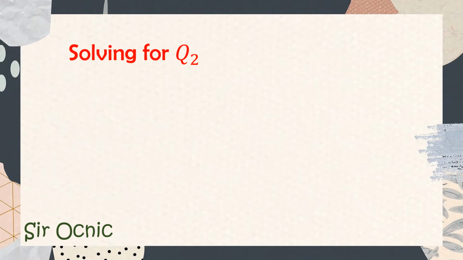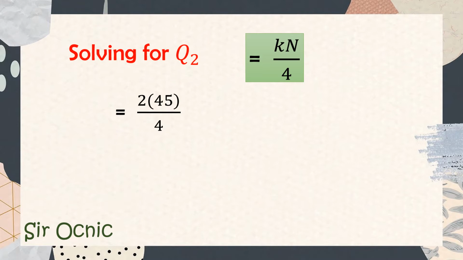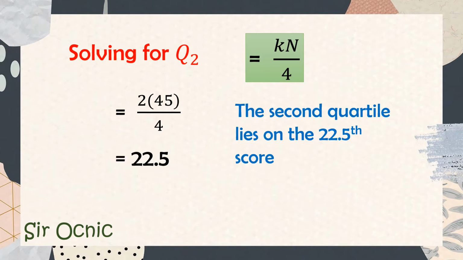Solving for the second quartile, where k is equal to 2, that will be 2 times 45 all over 4, which is equal to 22.5. That means that the second quartile lies on the 22.5th score.